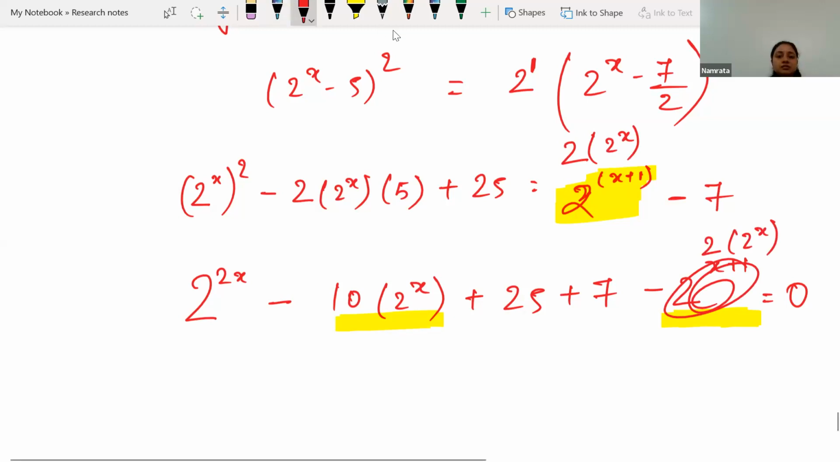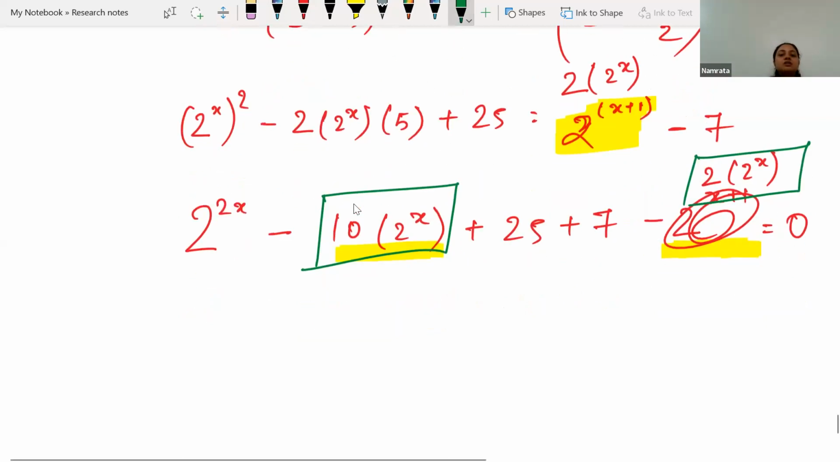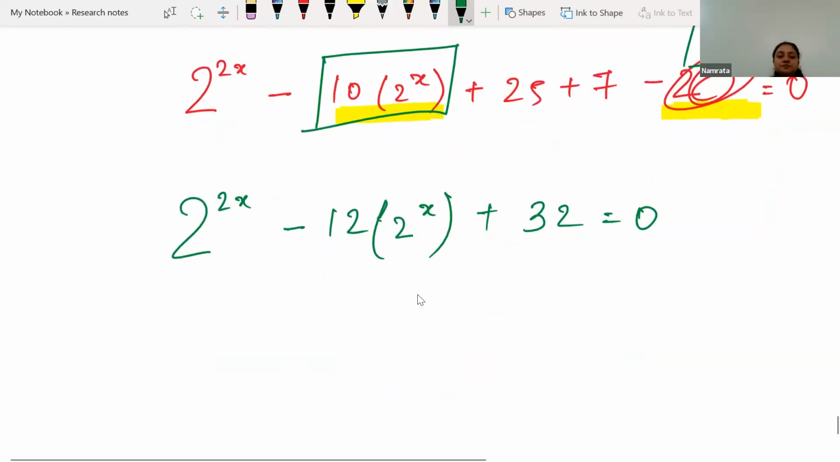Right, Lena? Yes, ma'am. I'm talking about this term and this term. These two are like terms. So why write the powers together? When we have like terms, let's simplify it. So 2 to the power 2x minus 10 minus 2, that means minus 12 into 2 to the power x, 25 plus 7, 32 is equal to 0. Got it? Yes, ma'am. Is it clear so far?